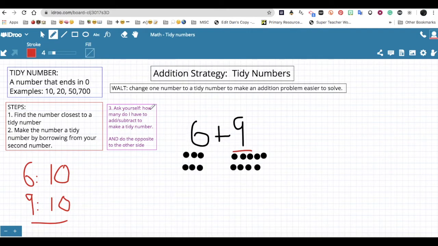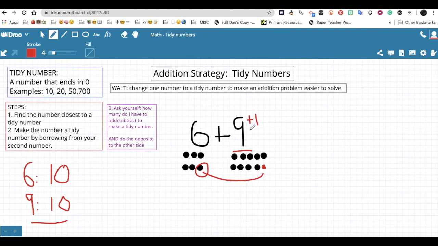And to do that, I have to ask myself, how many do I have to add or subtract to make a tidy number? So to make 9 a tidy number, and my tidy number would be 10, how much do I have to add or subtract? I have to add, and how many is it? Just 1. And remember, with tidy numbers, we're borrowing from one side and bringing it across to the other. So we're still dealing with the same total number of counters or whatever you're adding, but we're making the problem easier to solve because we're making one of our numbers a tens number, a tidy number.